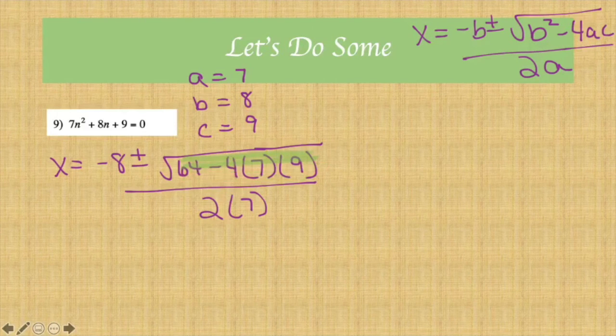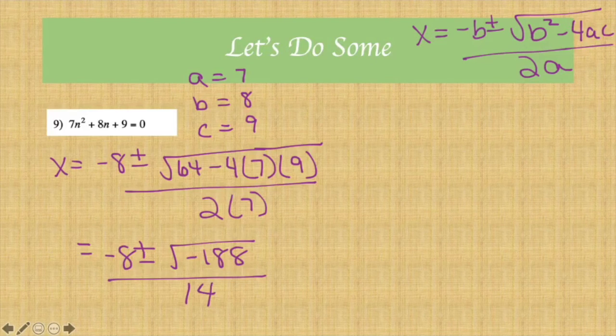When I did that in my calculator, I got a negative 188. So we're going to put in negative 8 plus or minus square root negative 188 all over 14. We might have to move up here a little bit. All right. That negative, I hope you noticed, should be an i, right? Because we have a negative under the square root, it's i. And 188, is it a perfect square root? Why don't you check it? When I checked it, it wasn't, but 188 might be able to be factored.